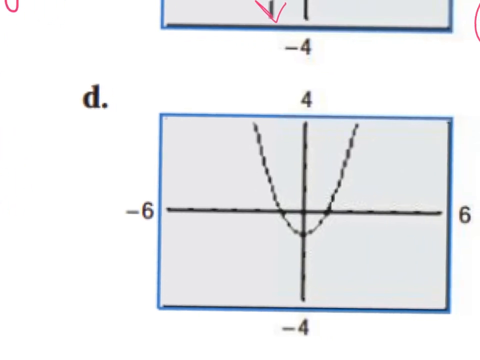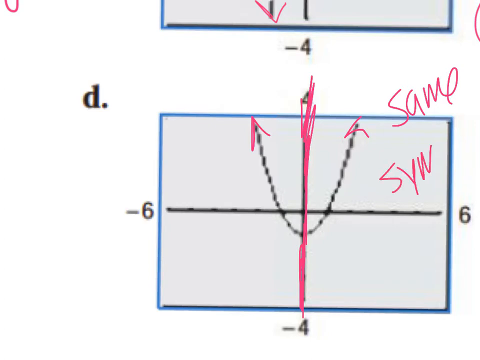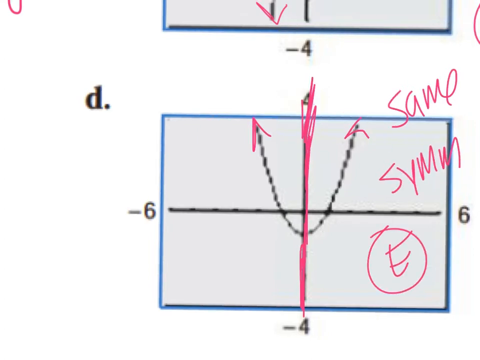What about D? Which direction are the arrows going in? The same. Good. If I cut it in half right down the middle, what happens? Symmetric. It's symmetric. That means this is what? Even. This is an even. Good.